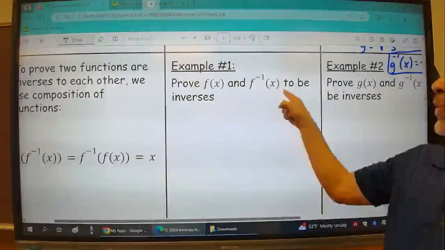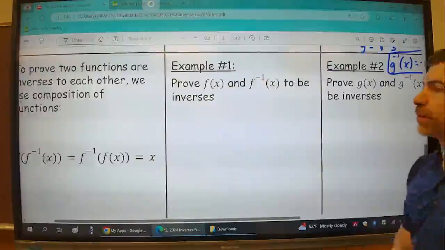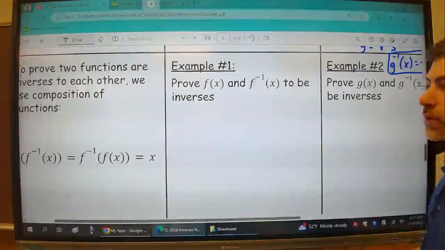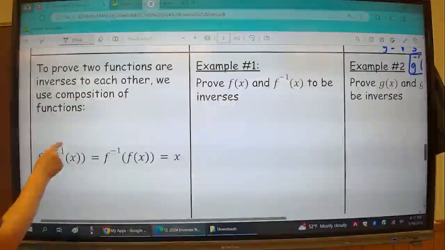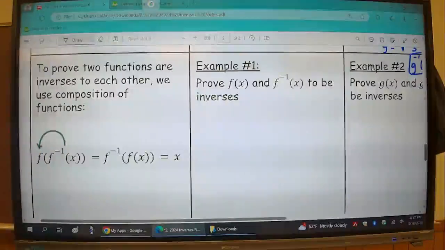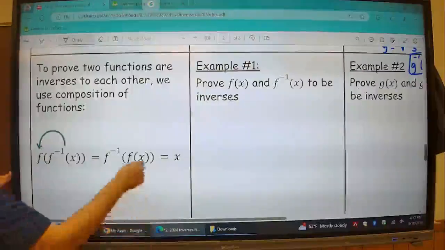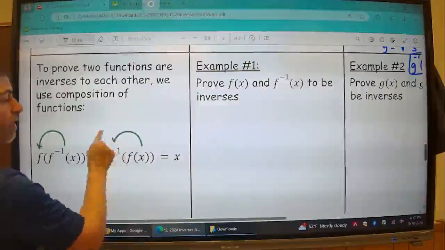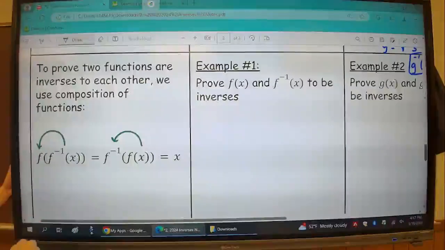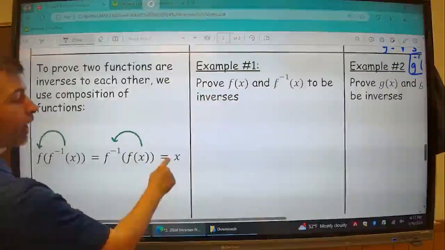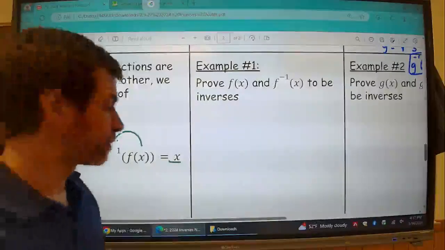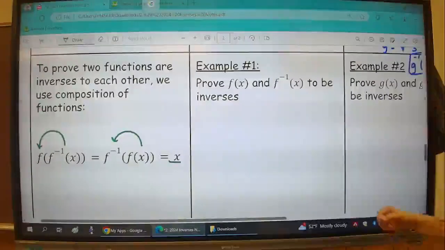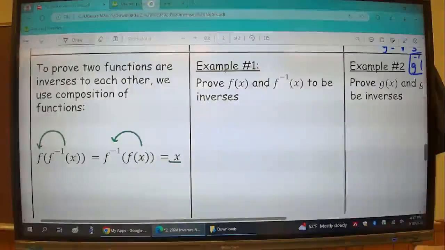We're going to prove that the two f functions, the f and f inverse, are indeed inverses. And we show it by saying, if I were to take the inverse and plug it into the original, or if I were to take the original and plug it into the inverse, no matter which way I take it, both ways, I should cancel everything and have only x remaining. Everything else goes away. So let's take the f and f inverse functions and put them together.